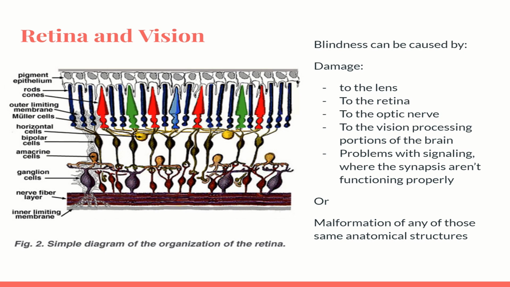Of course, with all of these things, it could be malformation, so we don't make enough of the cones, or it could be damage. The cones could exist, but they may not be hooked up correctly to the optic nerve. All sorts of things can happen. So just realize that there may be multiple underlying causes on a cellular level that result in, at a macro level, the same outcome. Same thing with blindness overall. Blindness can either be due to damage, and it could be to any number of parts of the eye, or it could be a malformation of any of these things.